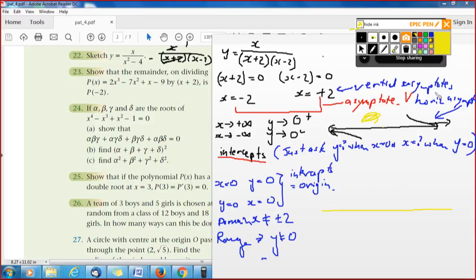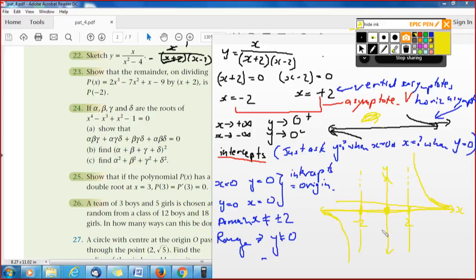I'm going to change color, we'll use the yellow. So that's the x-axis, that's the y-axis. Then you've got that, and that. The vertical asymptotes are at 2 and minus 2. This is going to be a horizontal asymptote going that way. So that's minus 2 there, and you've got 2 there. The graph passes through the origin. All right, so this one's going to go up like that, and it's going to go down like that.